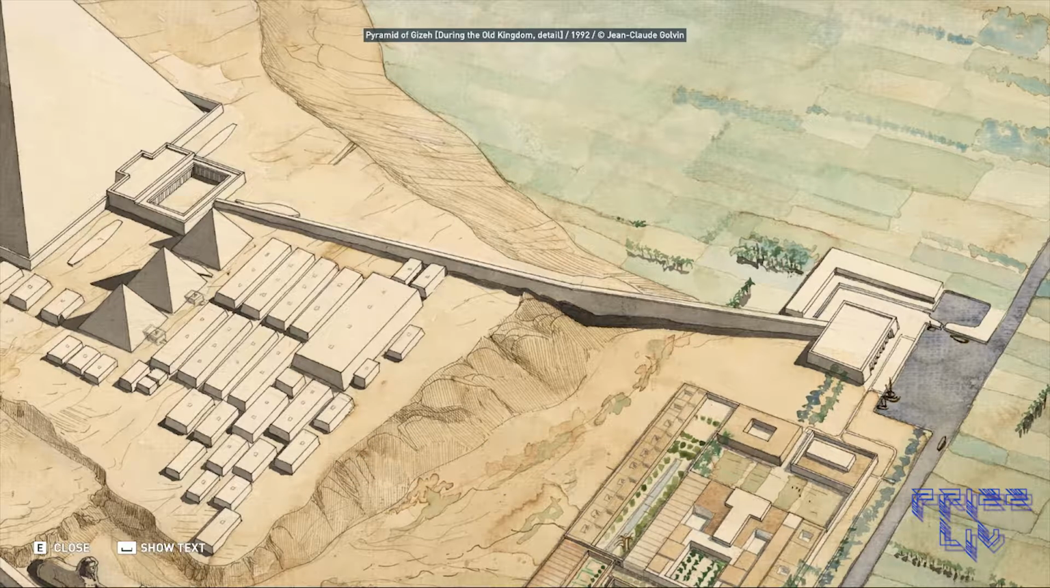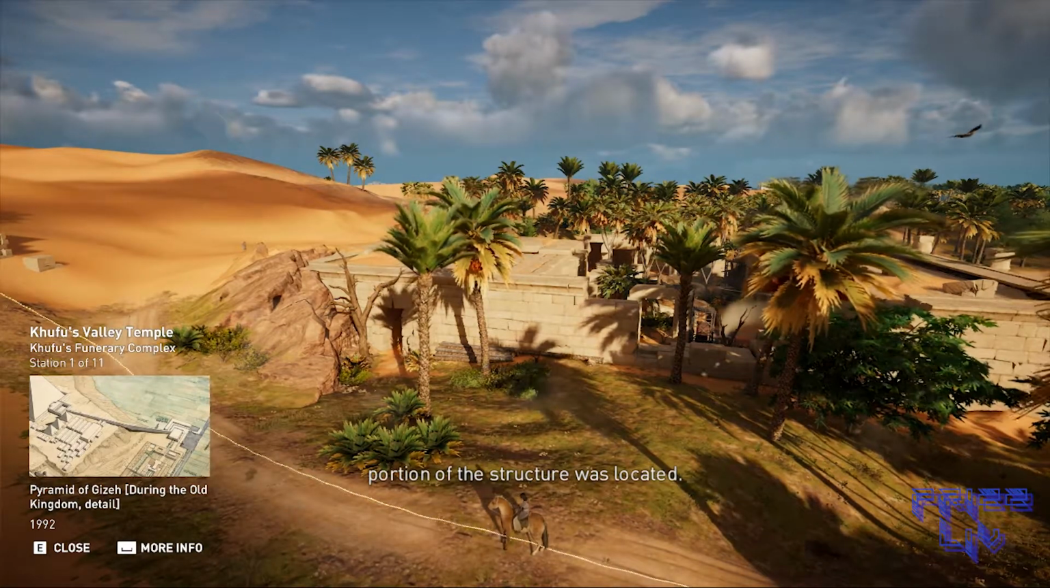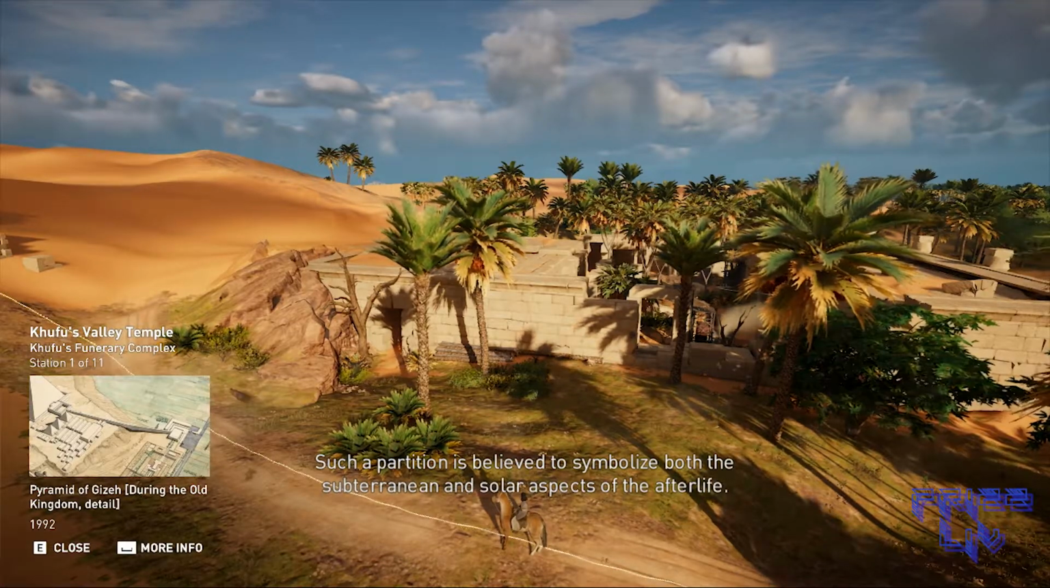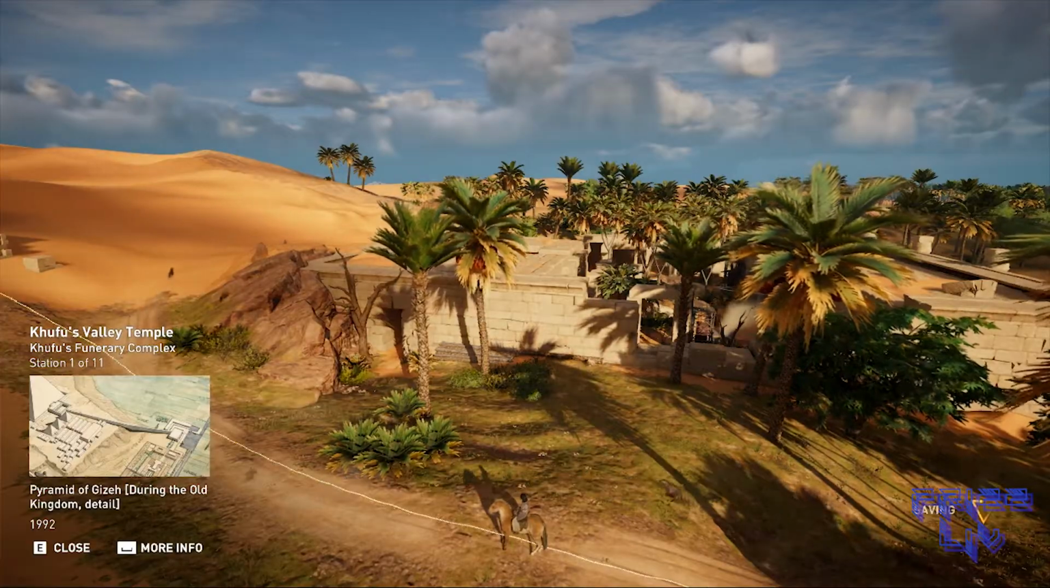Khufu's Valley Temple shows evidence of a basalt pavement, letting us know where the portico portion of the structure was located. Such a partition is believed to symbolize both the subterranean and solar aspects of the afterlife.